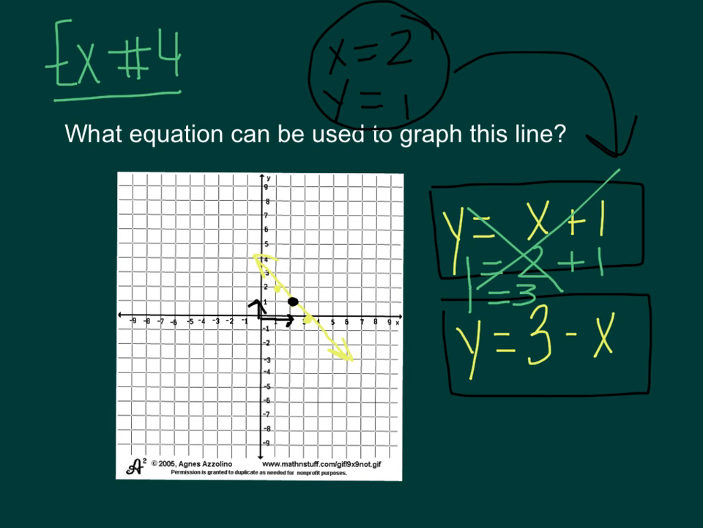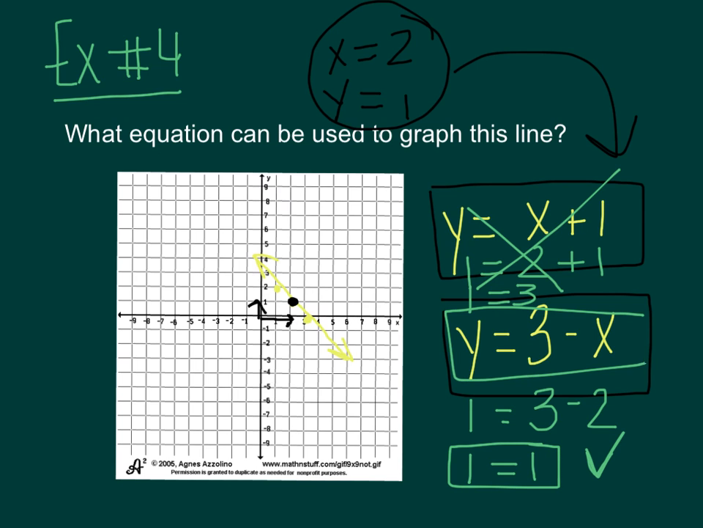Let's do the next one. My y is 1 equals 3 minus my x is 2. 1 equals 1. That is true. So this equation can be used to graph the line.